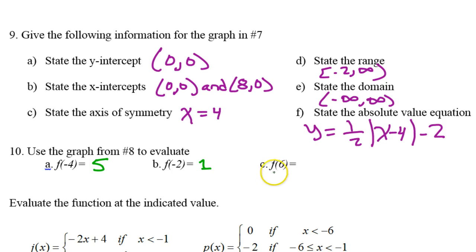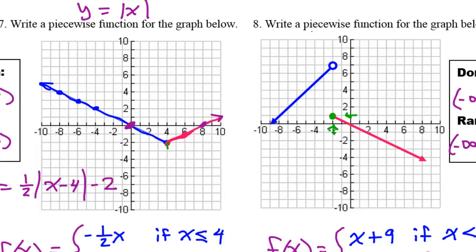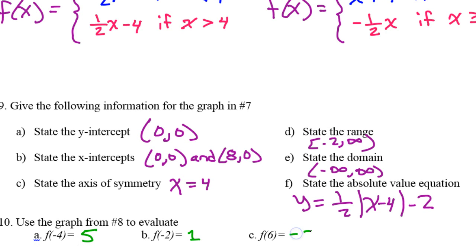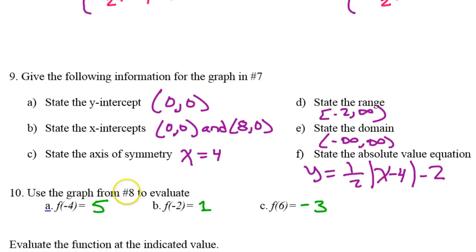And finally, what about 6? If I go over to an x value of 6, then I see the function is down below. It is right here. And the y value of that is -3. So at 6, the value of the function is -3. So that's how you can evaluate based on the graph.